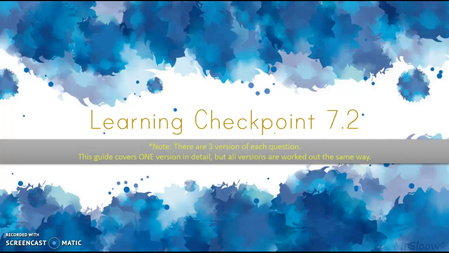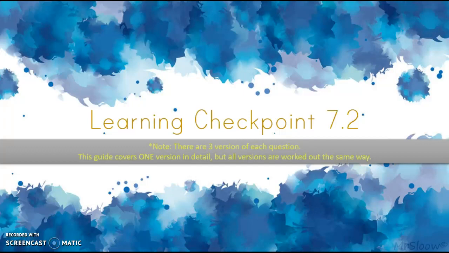Learning checkpoint 7.2 is a little bit different than the other learning checkpoints that you've had this semester. On this one, you're going to see that there are actually three different versions of the questions. You will receive one of the three versions. There's no way of knowing in advance which one you're going to get.